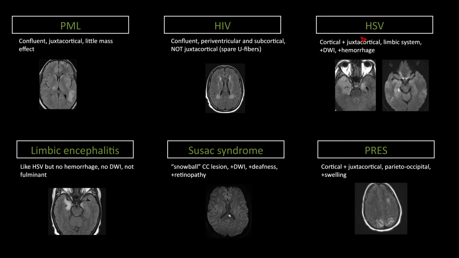And we talked about viral encephalitis, including specifically HSV encephalitis. These lesions tend to be cortical and juxtacortical, involve the limbic system, classically the medial temporal lobes, your insula, cingulate gyrus, medial frontal lobe. They tend to be positive on DWI and they can have hemorrhage, and clinically they'll be very fulminant in their time course, very aggressive, presenting with seizures.